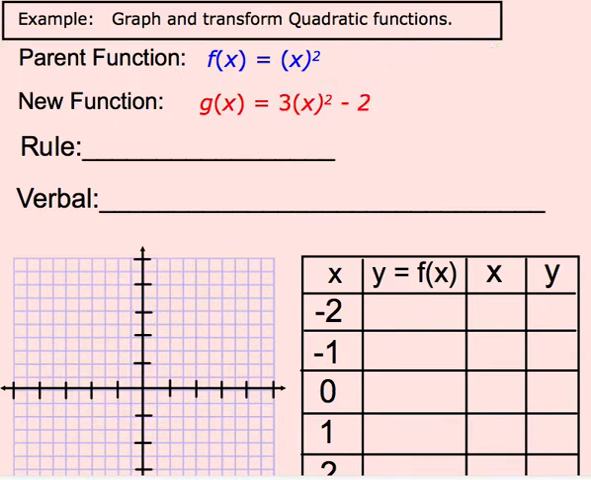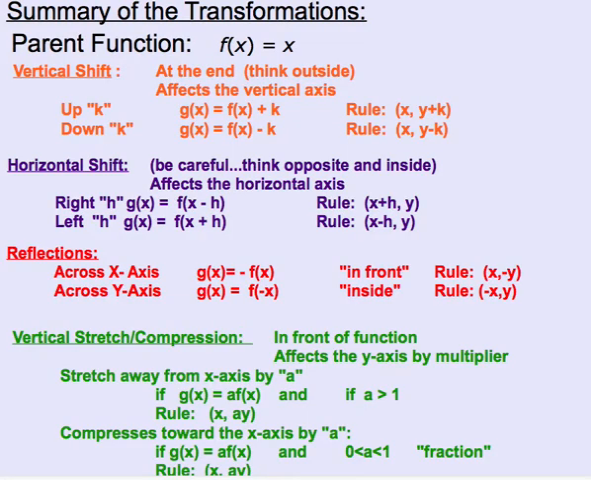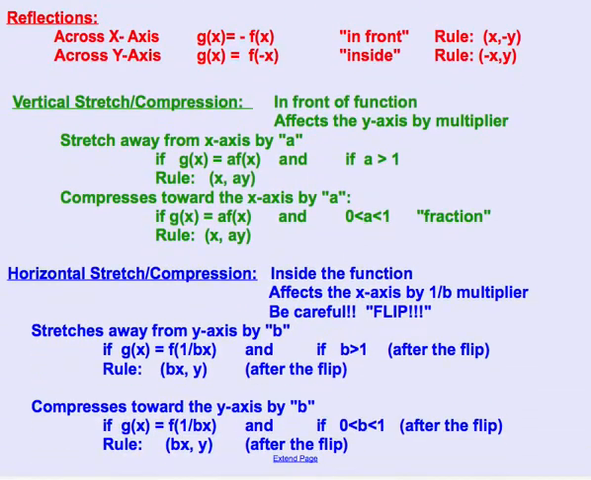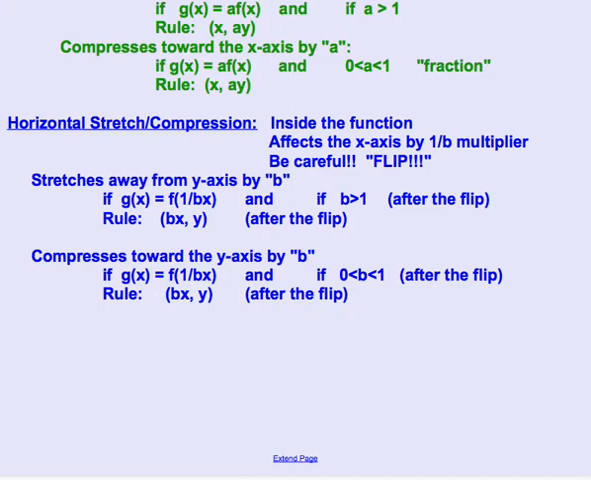I'll go back a couple slides here and look at my rules. I'm down here in the blue. It's inside the function. It affects the x-axis by whatever that 1/b is, so we have to flip it. And we're going to have one of two scenarios: b greater than 1, or b is a fraction. In this case, we had b being 4, so that's greater than 1. So we're going to have a rule where we multiply all the x's by b, which is 4. And we say this is a horizontal stretch.